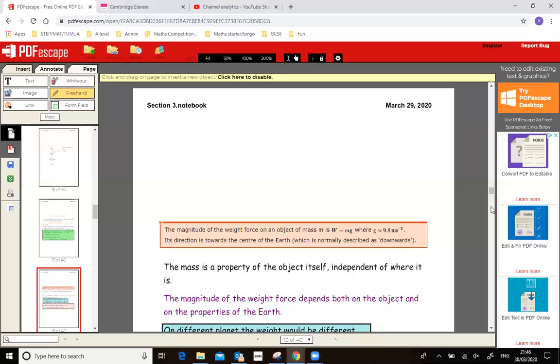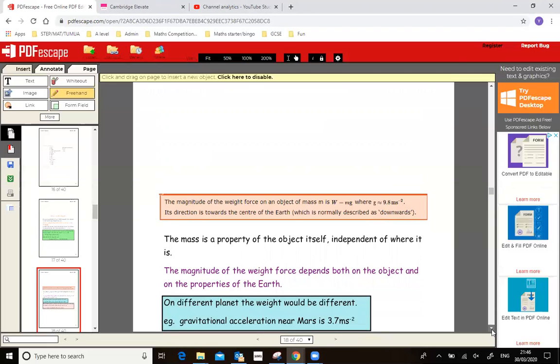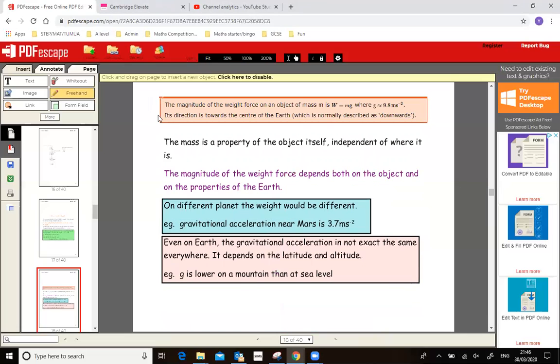Okay, here's a key point you need to remember, which is written in the red box on top of the page. The magnitude of the weight force on an object of mass m is W equals m times g, where g equals 9.8 meters per second squared. Its direction is towards the center of the Earth, which is normally described as downwards.